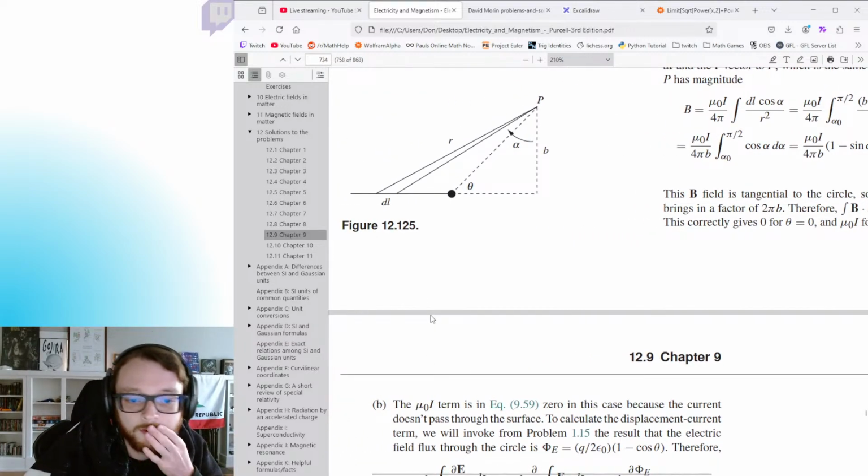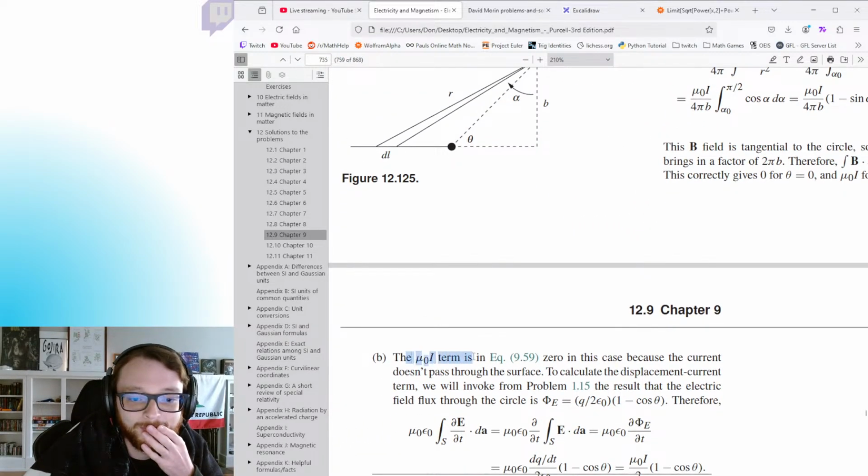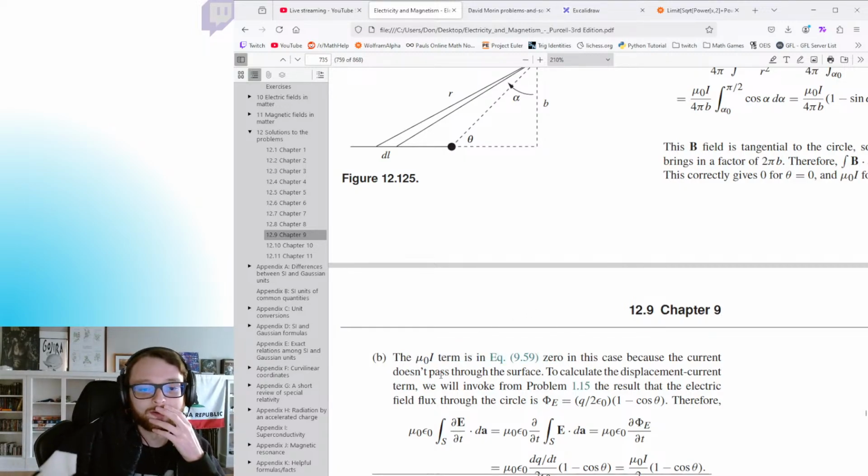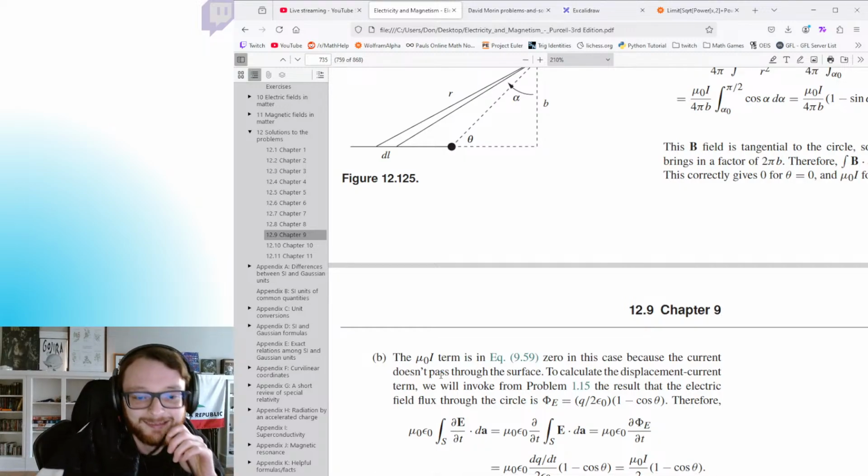And for part B, the mu naught I term is 0, because the current does not pass through the surface. Oh, that's not good. Okay, so maybe we do need to do... Really? Okay, we're going to have to rethink part C, I think, because that blows up my idea entirely.